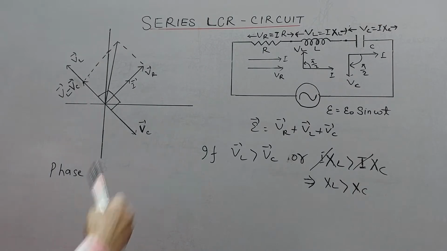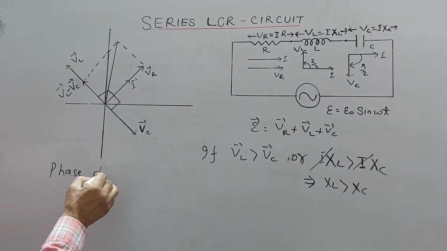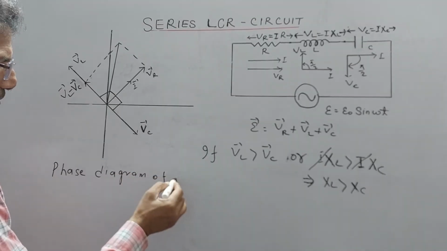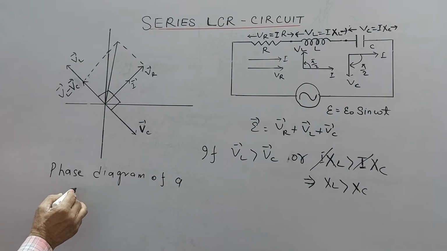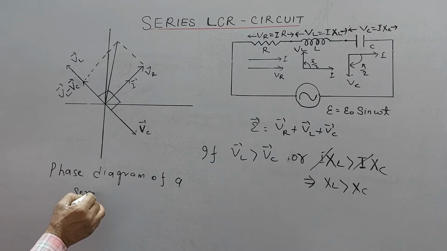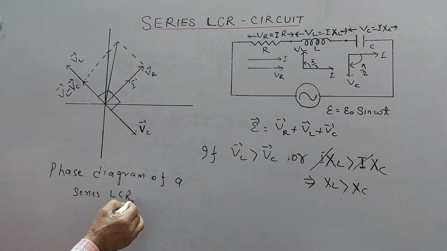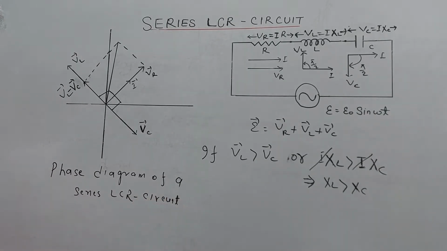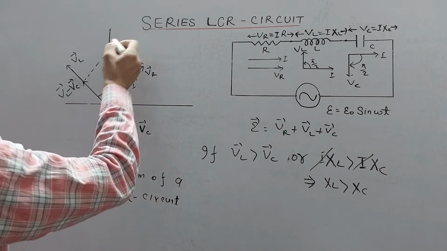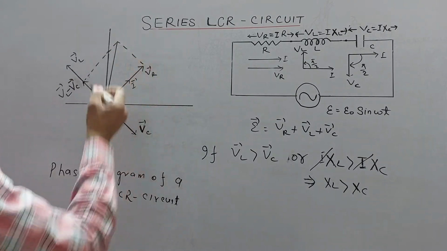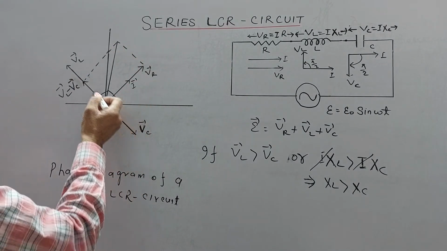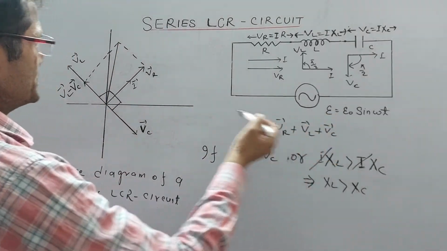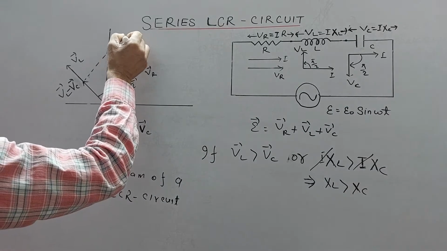This is our phasor diagram of a series LCR circuit. Now using the law of parallelogram, this is our parallelogram. The resultant of VR and VL minus VC would be the applied voltage E. Therefore, it would be our applied voltage.